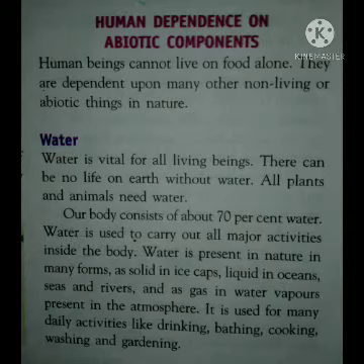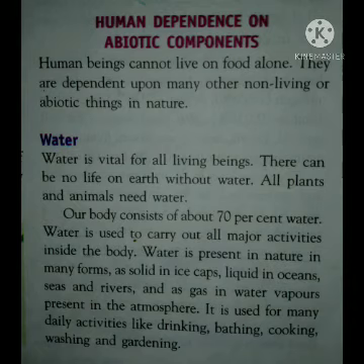Human dependence on abiotic components. Human beings cannot live on food alone. They are dependent upon many other non-living or abiotic things in nature. For example, water. Water is vital for all living beings. There can be no life on earth without water. All plants and animals need water. Our body consists of about 70% of water. Water is used to carry out all major activities inside the body.